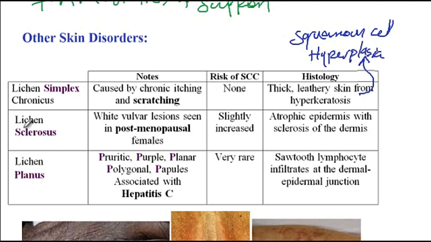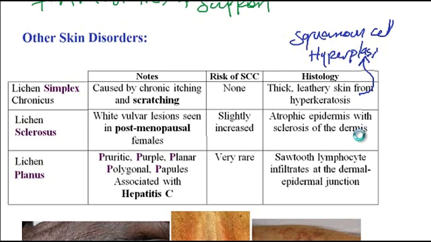The next condition is lichen sclerosus, which presents as white vulvar lesions that are seen in postmenopausal females. So that's very important: if postmenopausal females present with white vulvar lesions, you should start thinking of lichen sclerosus. And then there is a slightly increased risk of squamous cell carcinoma with lichen sclerosus. In terms of the histological presentation, there would be atrophic epidermis with sclerosis of the dermis.